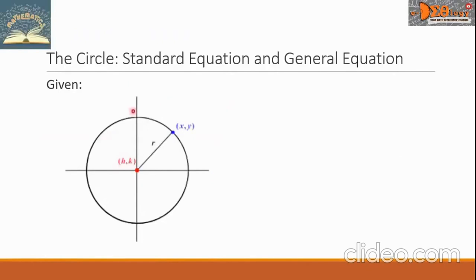Given the circle with center at (h, k) and the point of the circle represented by (x, y), and the distance between the center and the point is the radius r. The standard equation of the circle is the quantity x minus h squared plus the quantity y minus k squared equals r squared.